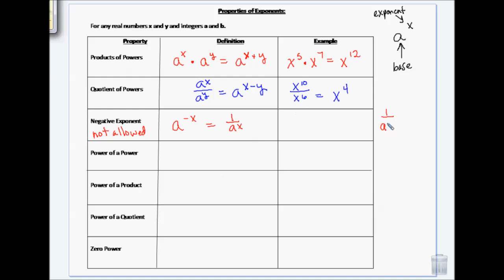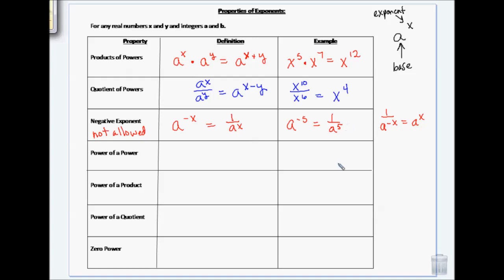And then just over on the side, if you have a to the negative x in the denominator, you bring it to the top. So for example, a to the negative 5th is 1 over a to the 5th. Wait, when it's set up like that, you set it up as a positive x? Mm-hmm. Okay. Yeah, because you don't have negative exponents, so anytime you have a negative exponent, you take the reciprocal of it. So if it's already in the denominator, it goes to the top. If it's in the top, it goes to the bottom.